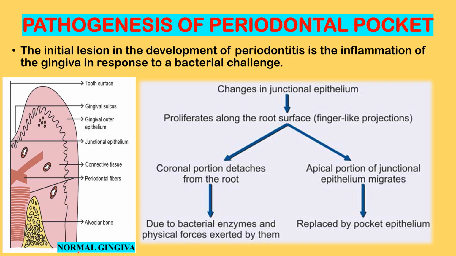So looking at the diagram of a normal gingiva, this is the tooth surface, this is the root, and this is the junctional epithelium. The cells in the junctional epithelium proliferate along the root surface in a finger-like projection manner. After this, the coronal portion of the junctional epithelium gets detached from the root due to the presence of bacterial enzymes and the physical forces exerted by them, whereas the apical portion of the junctional epithelium migrates and is later replaced by a pocket epithelium.